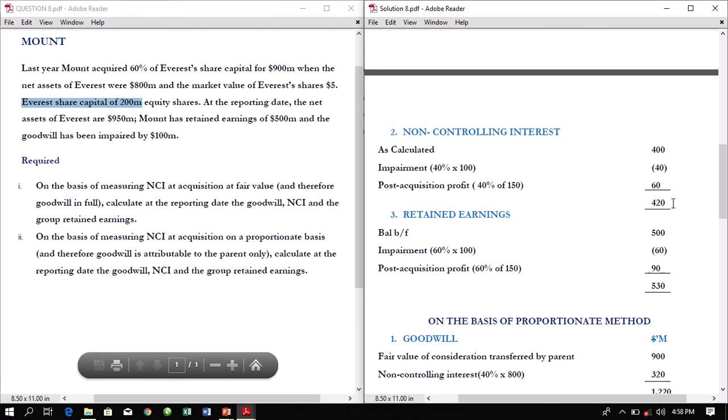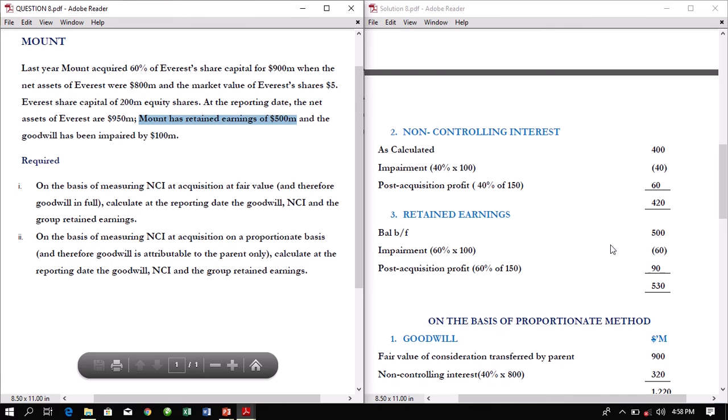And after that, I can go to my retained earnings. Balance brought forward of retained earnings. Come back to your question. The question says, Mount, which is the parent, has retained earnings of 500 million. So balance brought forward of Mount's retained earnings, because don't forget that when we are consolidating, the retained earnings we calculated is for the parent. So balance brought forward here is 500.